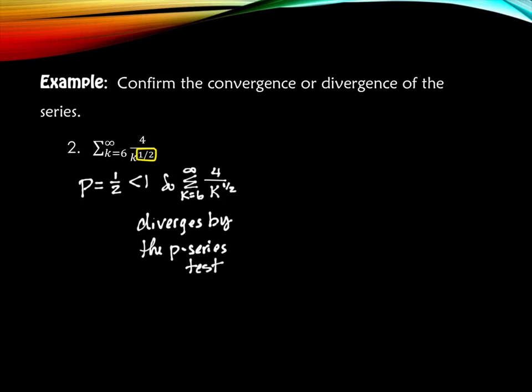Please, please, please get in the habit of telling me what test you're using. Don't make me guess. I want to know what test you're using and that you know what test you're using. So state it. You can say the theorem instead, if you want to, and say theorem 910, that's fine. You're probably not going to remember theorem 910 when it comes to your test, but you might remember the name of it being the P-series test. So that's what I usually default to.